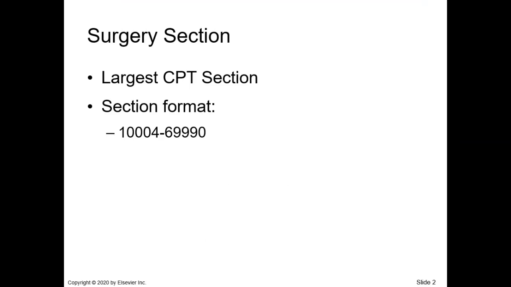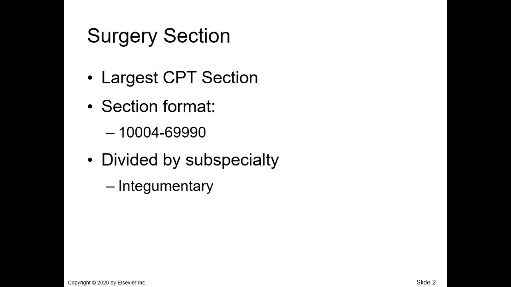The actual very first code in the surgery section in 2020 is 10021, which is fine needle aspiration. And then the surgery section ends with 69990, which is the operating microscope. It's divided by subspecialty, which would be like the integumentary system and the cardiovascular system. So how many subsections are included in the surgery section of the CPT manual? 19.